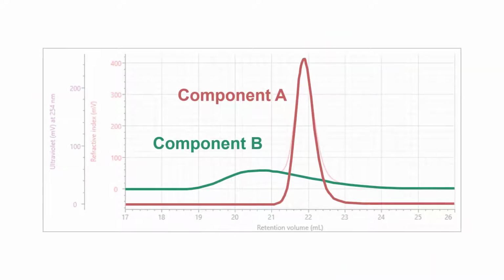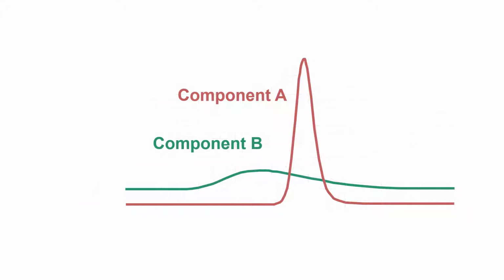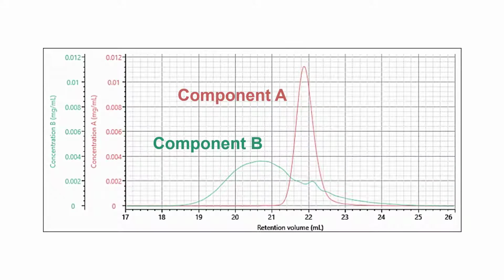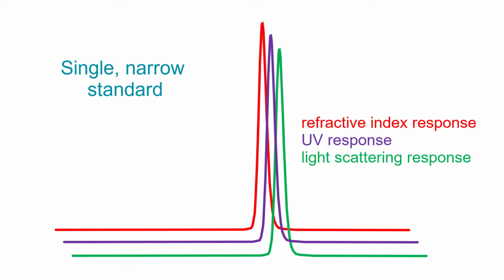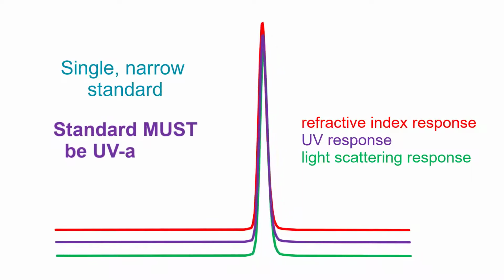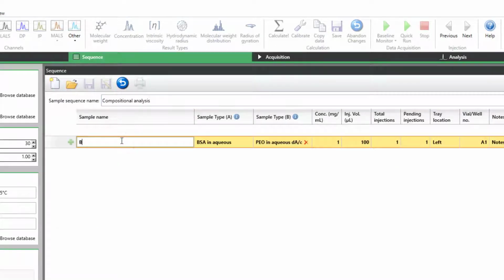This video will demonstrate how to set up a multi-detector compositional analysis method in the OMNISEC software. First, to create a multi-detector compositional analysis method, you'll need to analyze a single narrow standard that is UV active. In this example, we'll use BSA.